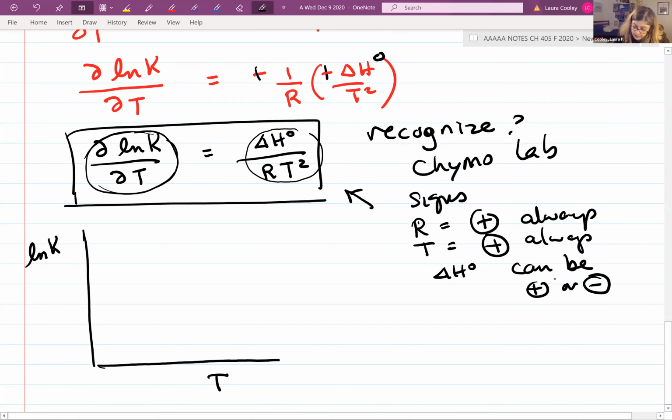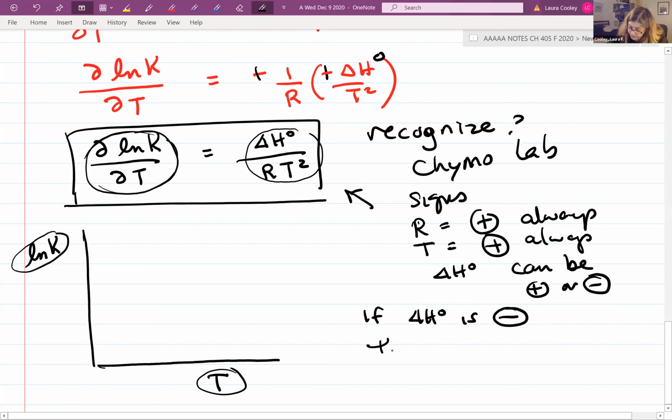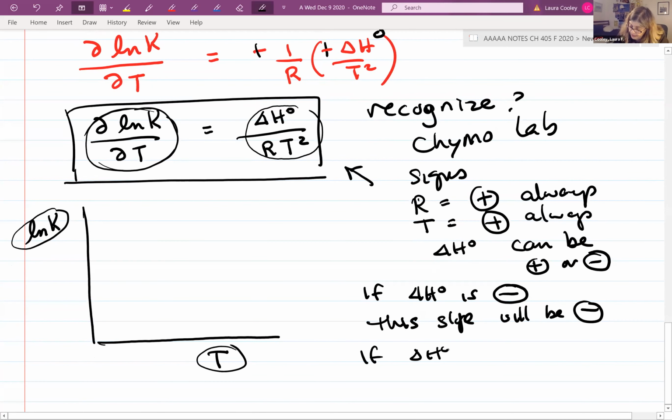So it turns out that the slope of how the log of K changes with T, which is also how K would depend on T, because K and log of K are not linear, but they're monotonic, right? One goes up, the other goes up. So we know that if the delta H is negative, this slope will be negative, okay? And if the delta H is positive, this slope will be positive. So let's first think about the positive slope.